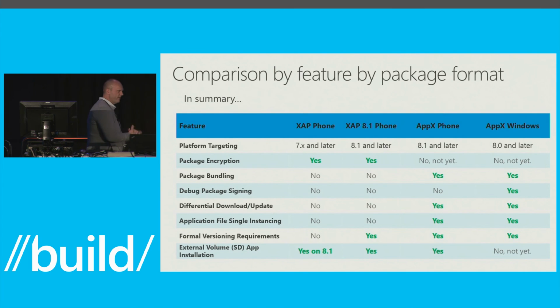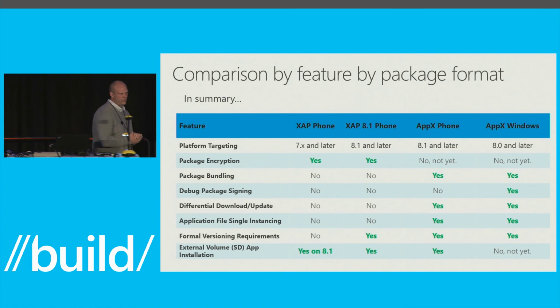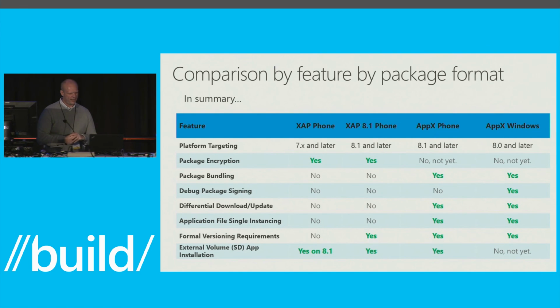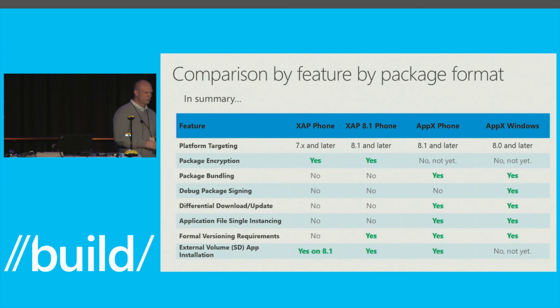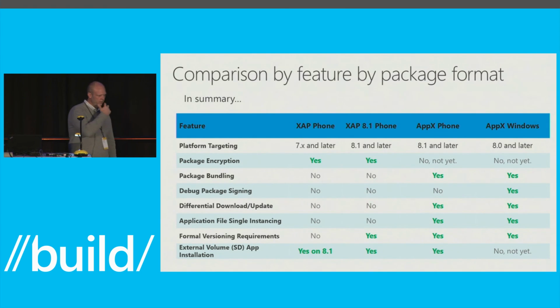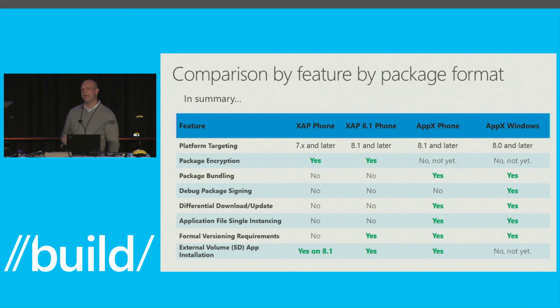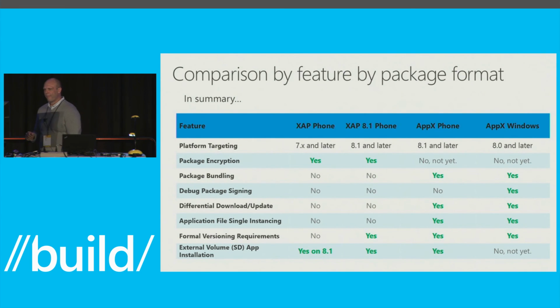Differential download and update. This is the killer feature that Jason talked to earlier. This is updating only what's changed in the package, which is very key for mobile. Today Silverlight applications pull the whole application over the wire, even for just fixing a string bug, like in your localization, it'll pull the whole package down. With AppX, it only pulls down the delta, which is a killer feature.